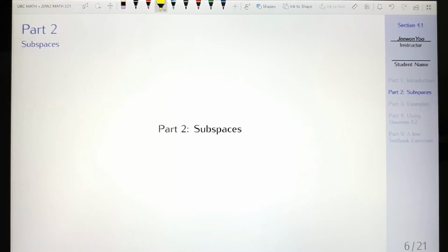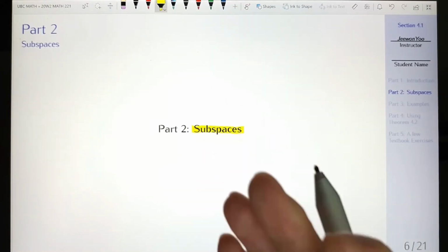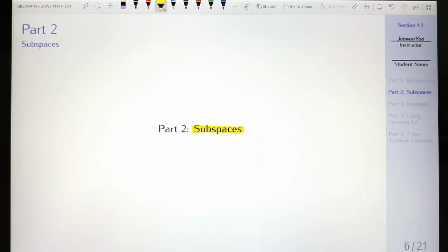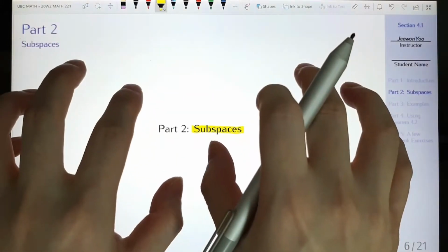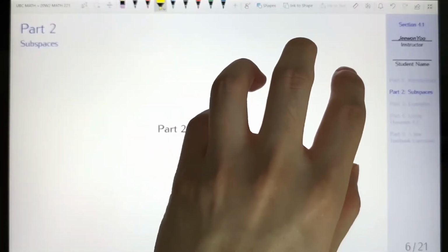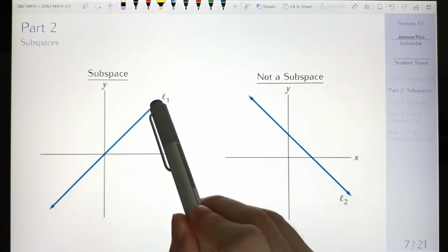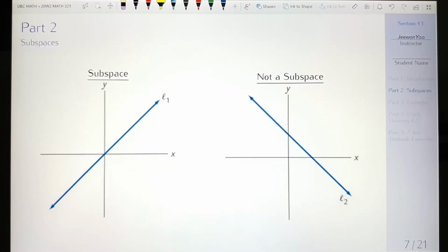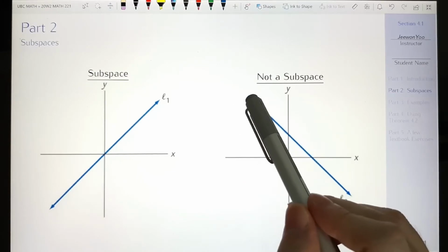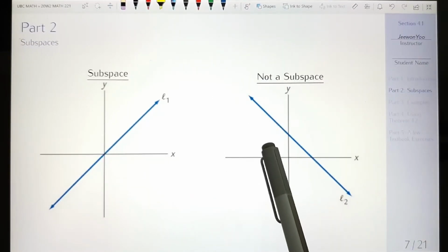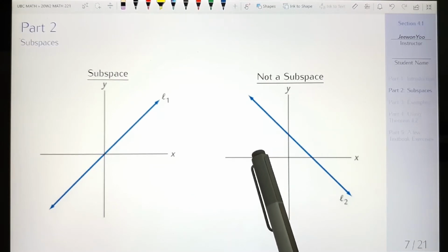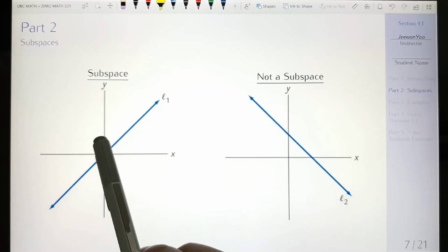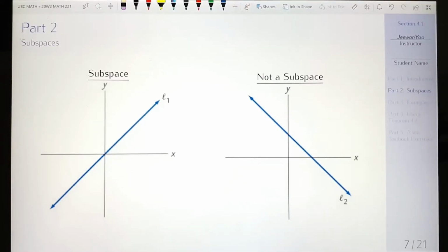Part number 2, we study more about subspaces. As a warm-up, let me give you 2 examples where one is a subspace and the other is not a subspace. This line living in R2 is a subspace. This line living in R2 is not a subspace. Can you pause the video and tell me why this is a subspace when this is not a subspace? Once you're ready, continue the video to listen to my explanation.